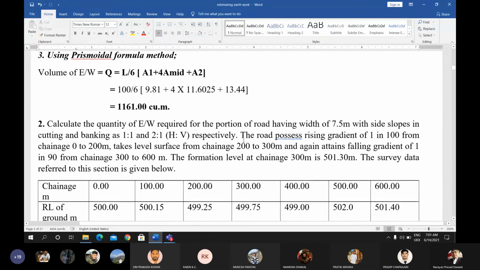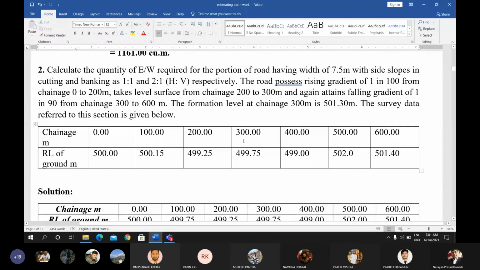Okay, now let us move to the second question. We calculate the volume of earthwork and the quantity of earthwork for the given portion of the road, and the different areas are given here. RL of the ground is also given here. This RL of ground is taken from the survey.